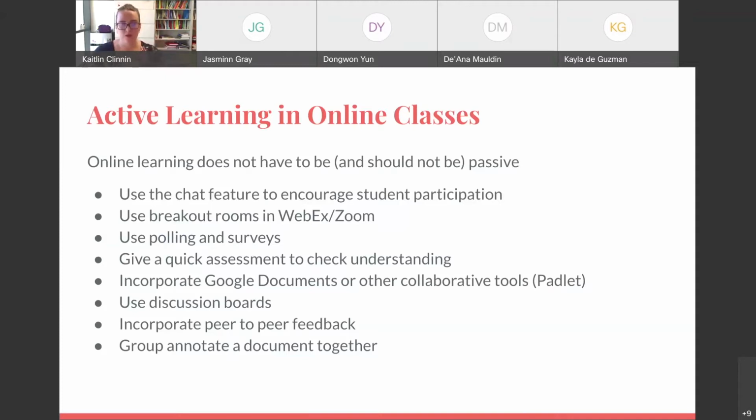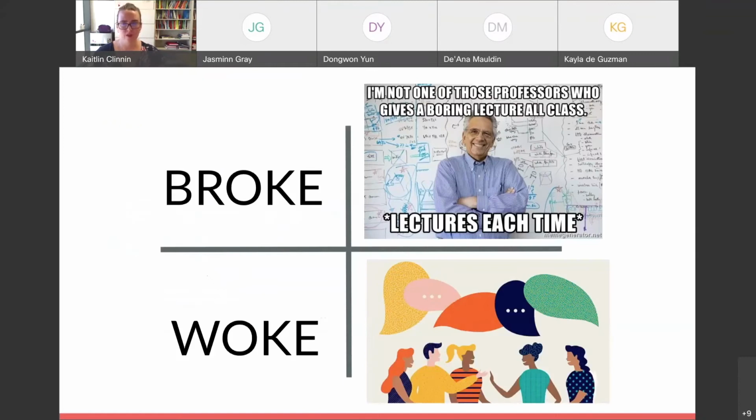comment. You can use discussion boards in your class, really incorporating a lot of peer-to-peer feedback. Or there are tools like Hypothesis that allow you to group annotate a document. So if you have a reading in your class, you can have students provide commentary on that document together. So in summary, lecture's not bad, just make sure that you try to make it more active and to include some more activities in your class.